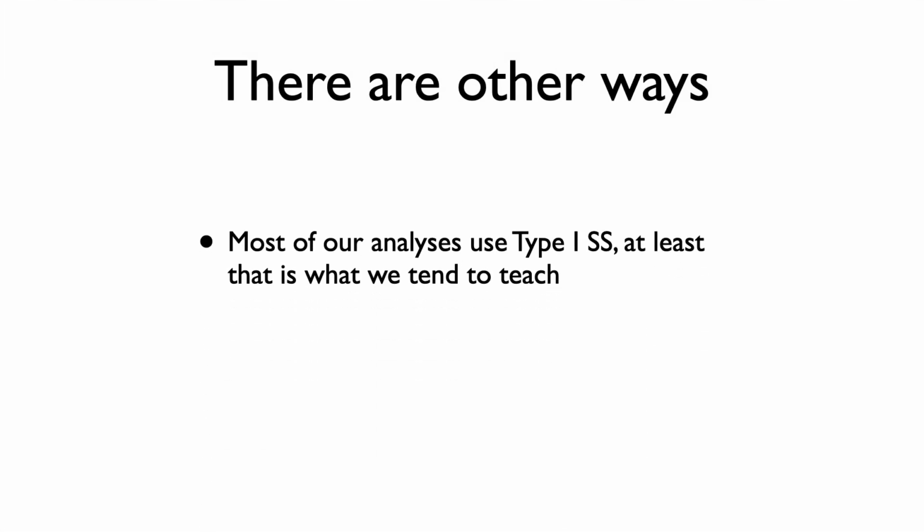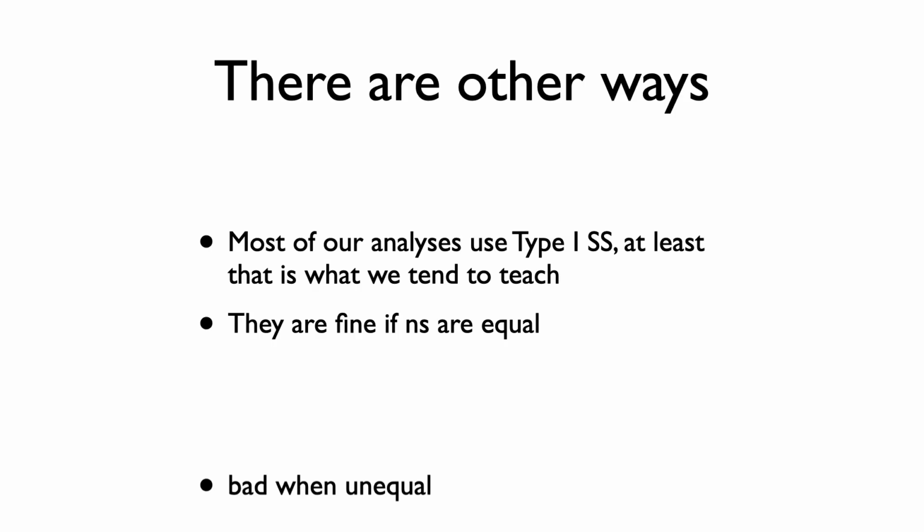Like I was saying, most of our analyses use type 1 sums of squares. And that's what we teach you. We teach you type 1 sums of squares because, first of all, conceptually, they're easy to understand. They're deviations from means. That's something you've dealt with before, with variance and stuff. And they work perfectly if the n's are equal. So we teach you these because they're conceptually sensible and because, ideally, you would have equal n's. They're not as good when it's unequal.